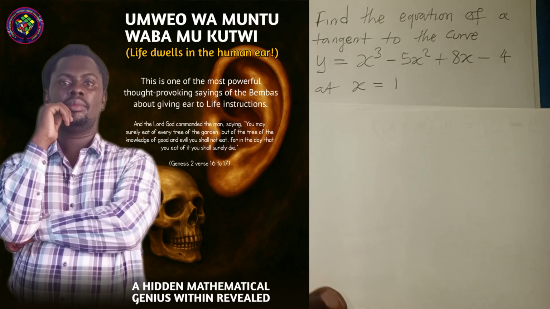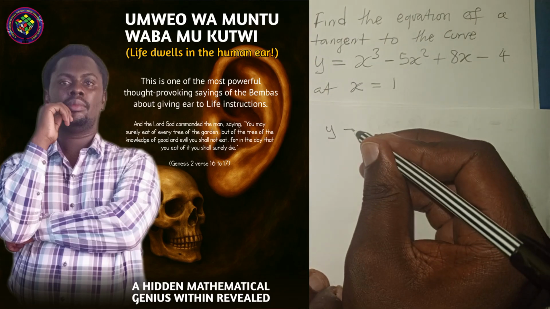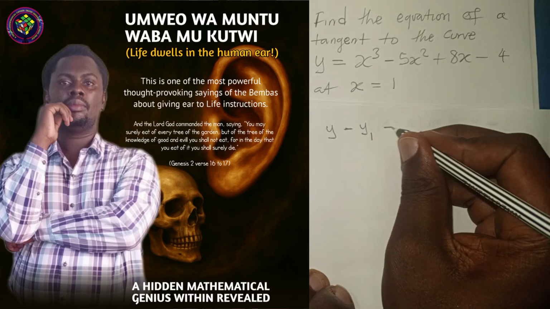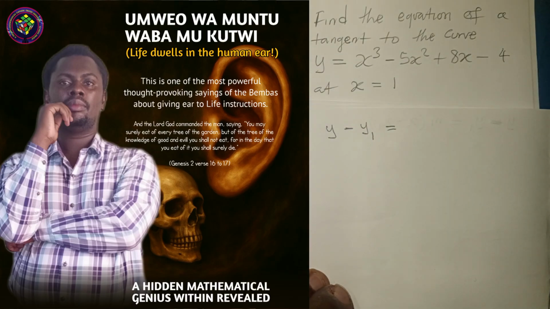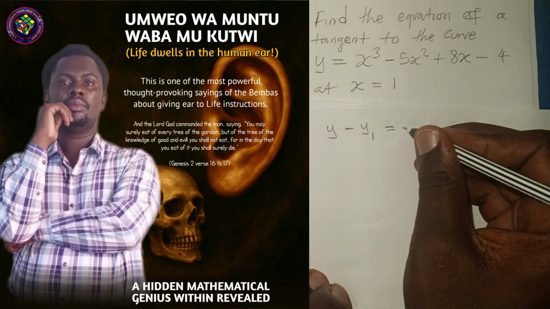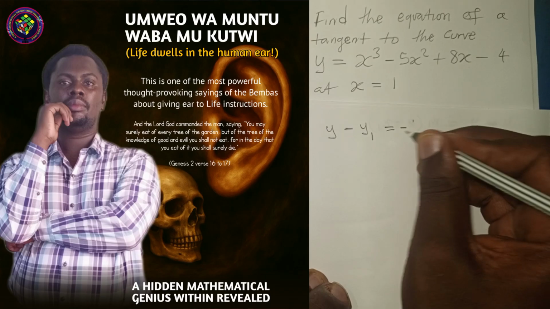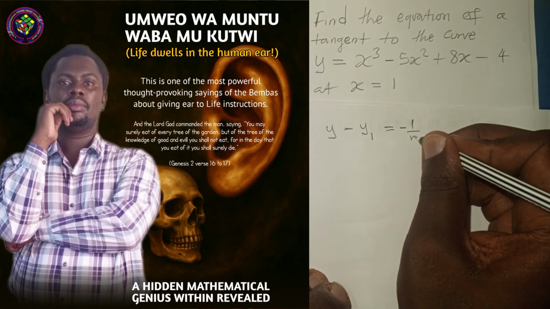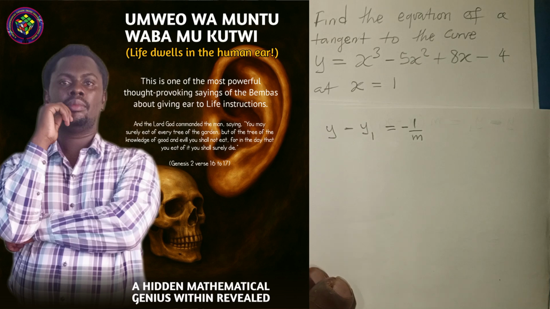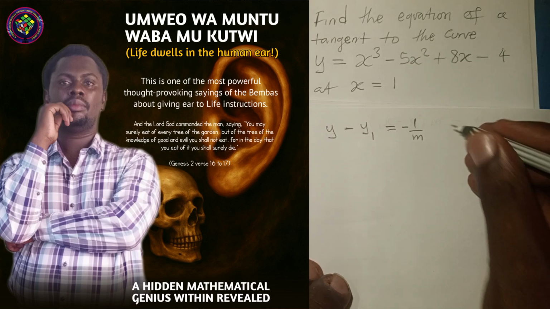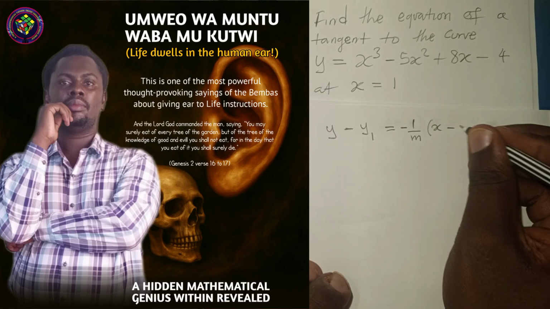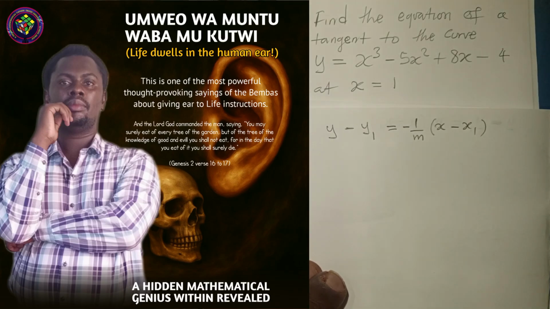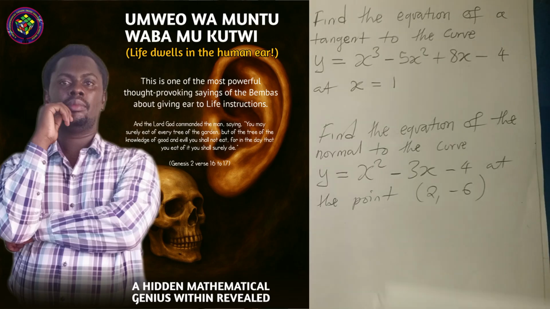So for the equation of the normal, the form is y - y1 = -1/m (x - x1), where m is the gradient. That is negative 1 over the gradient. So that is the form for the equation of the normal. From here we need to find the gradient.